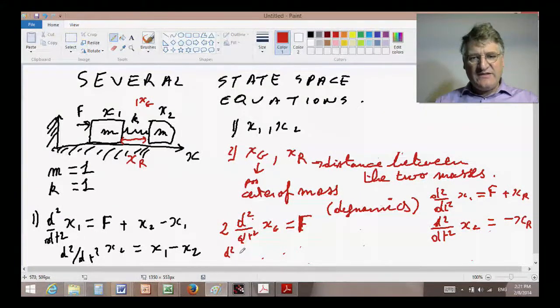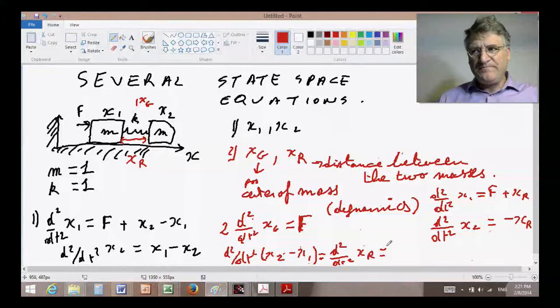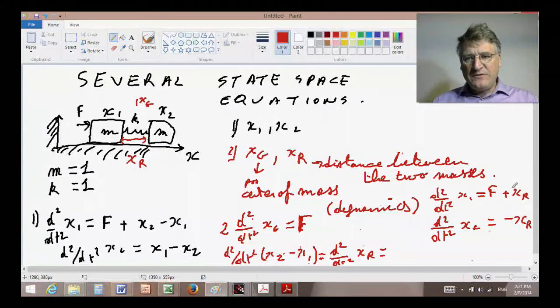So we can write that d squared dt squared of x2 minus x1, which is d squared dt squared of xr, is also equal to the difference between this term and that term, that is minus F minus 2xr.